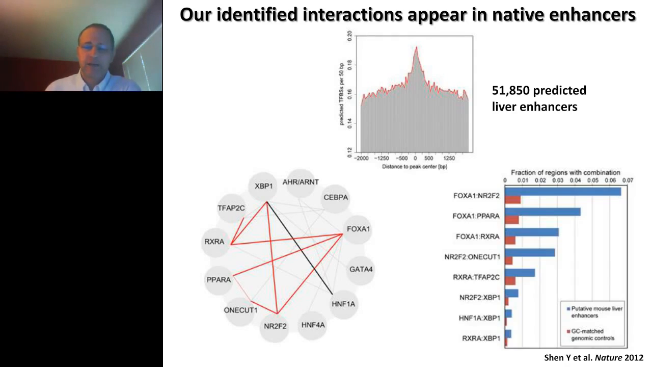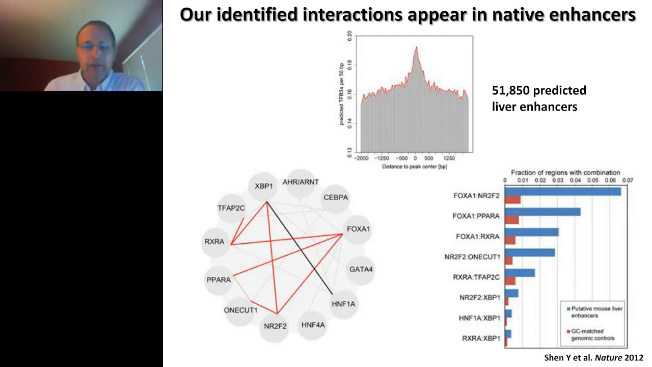And the answer is yes. So for 7 out of the 8 interactions that I've shown you, they exist much more than you'd expect by chance. So for example, if you look at FOXA1 and NR2F2, combinations of them, you see them much more in real live liver enhancers than what you'd expect by chance together, suggesting that the grammatical rules that we learned here, the combinations that we saw here, actually do exist in the wild to make functional liver enhancers.